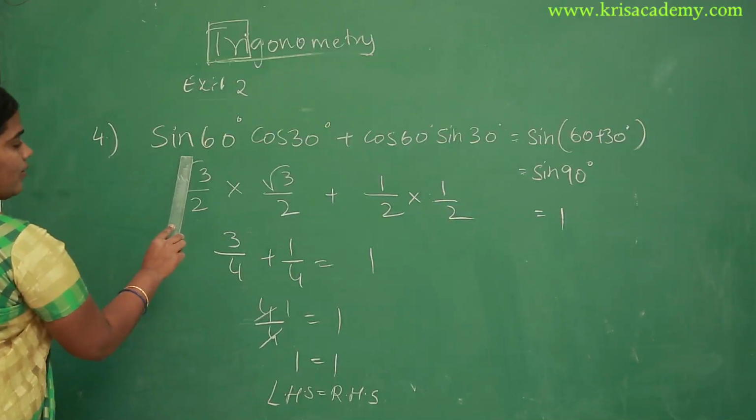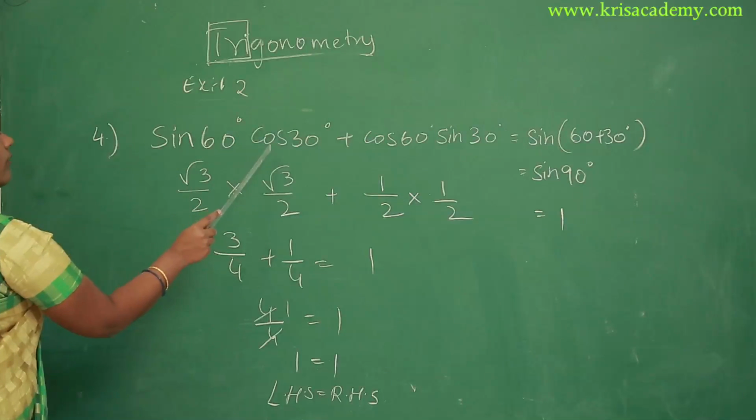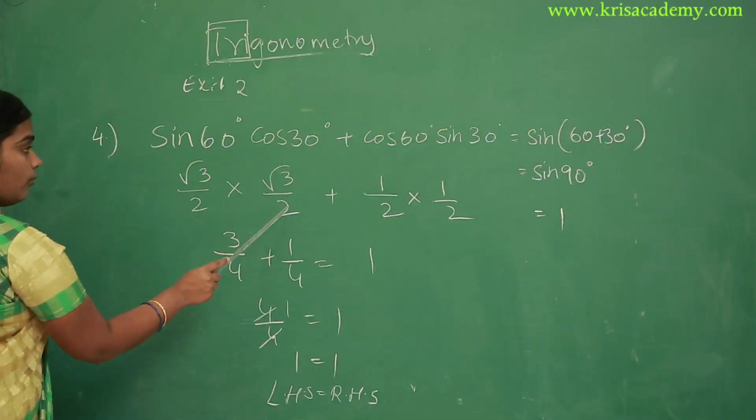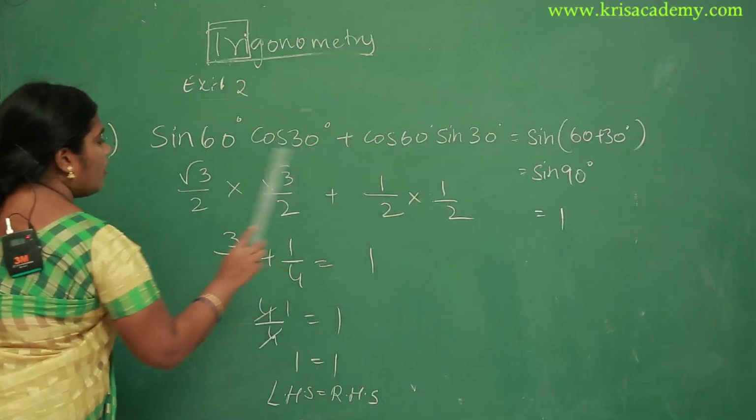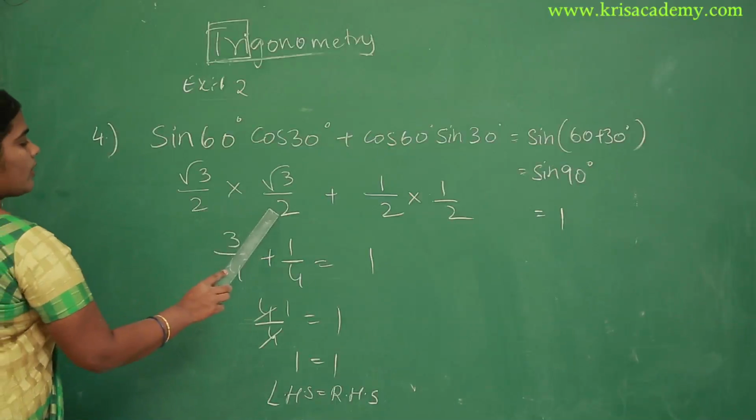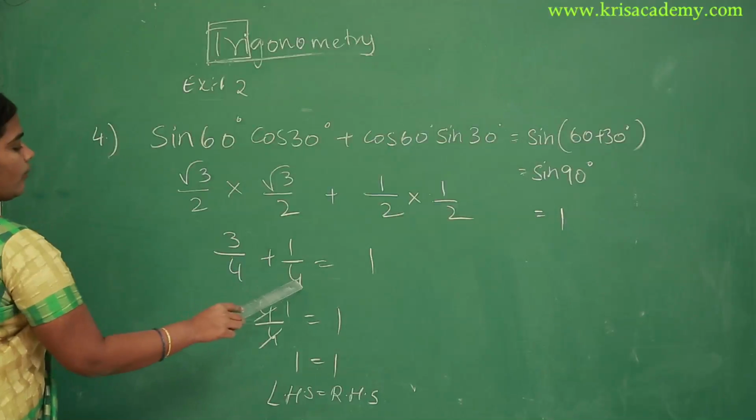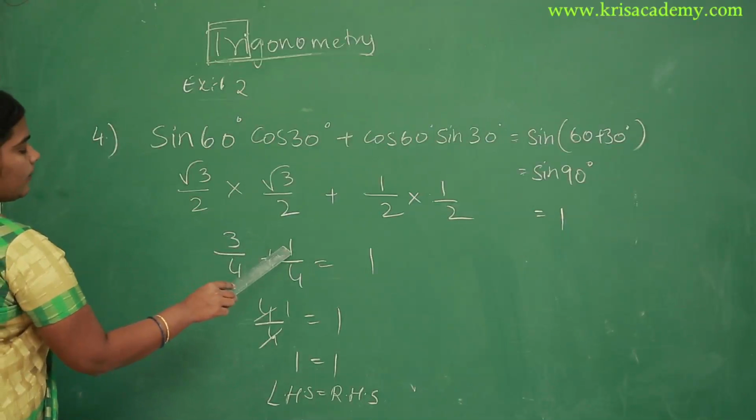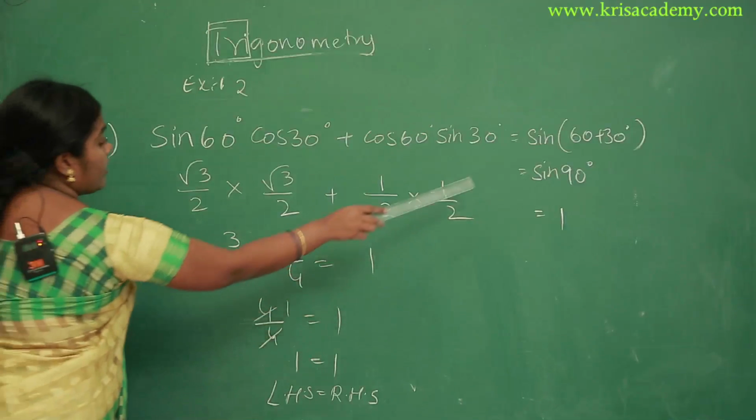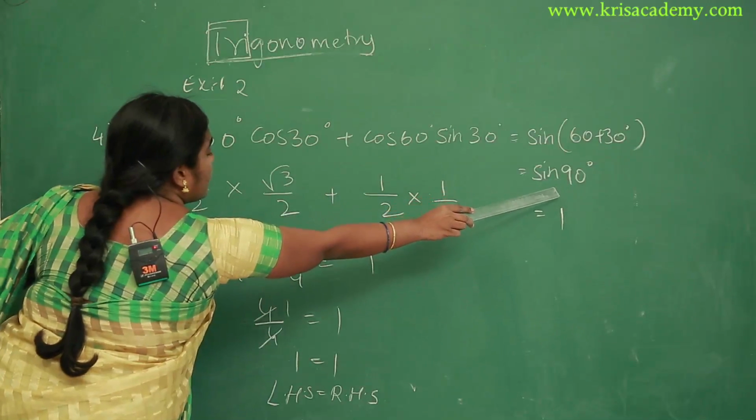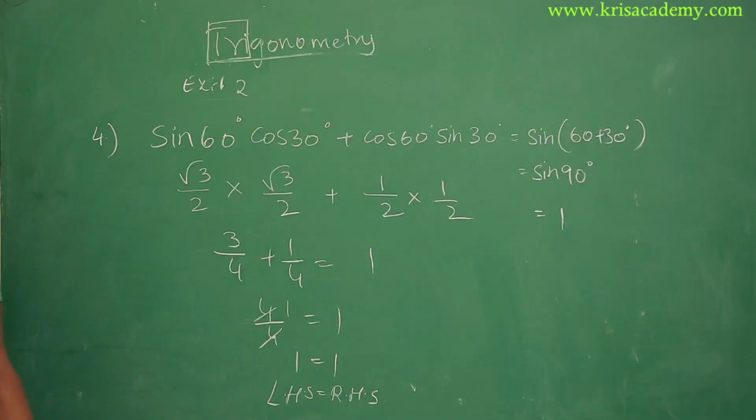So once again, sine 60 degrees we have taken from the angles table as root 3 by 2. Cos 30 degrees also root 3 by 2. Cos 60 degrees value is 1 by 2. Sine 30 degrees also 1 by 2. Root 3 into root 3 is 3. 2 2s are 4. 1 1s are 1. 2 2s are 4. Denominators both are the same, so numerators can be added. 3 plus 1 is 4. 4 by 4 is 1. 1 equals the RHS, since 60 plus 30 is 90. Sine 90 degrees value is 1. So our LHS is equal to RHS.